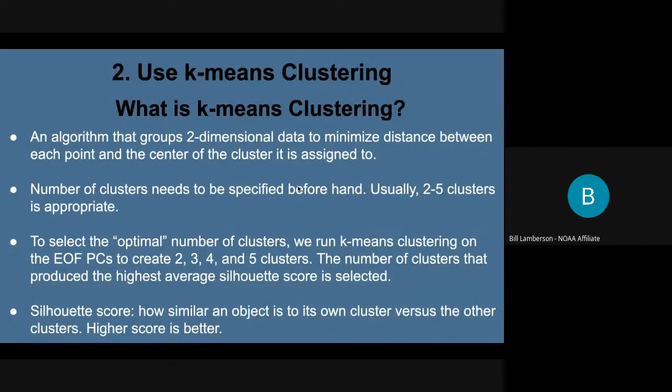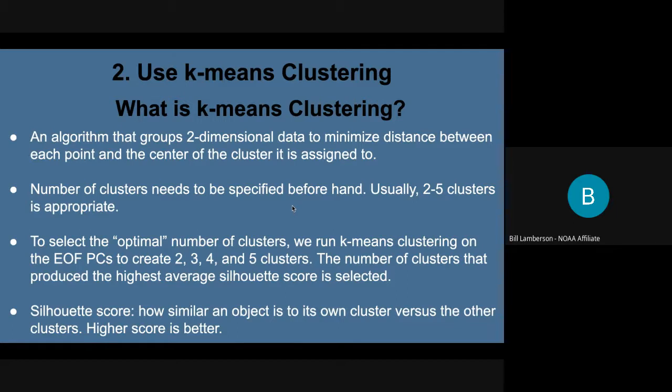All right, so then the next step is to use k-means clustering on this phase space. So what is k-means clustering? It's an algorithm that groups two-dimensional data to minimize distance between each point and the center of the cluster it's assigned to. So the number of clusters needs to be specified beforehand. And as I've said, 2 to 5 is usually appropriate.